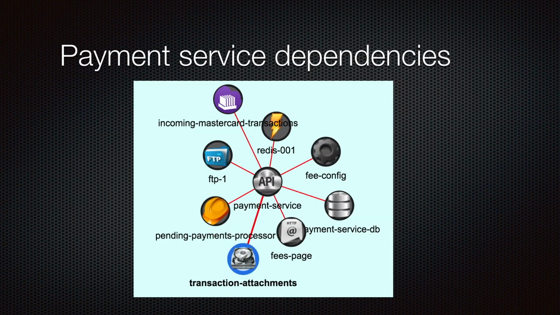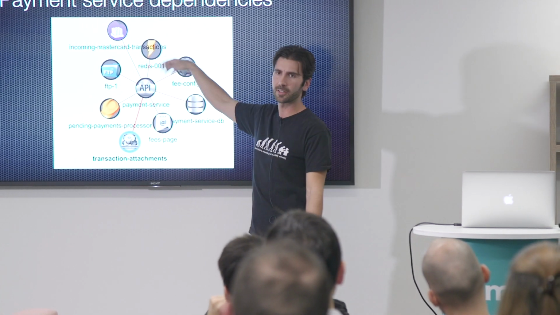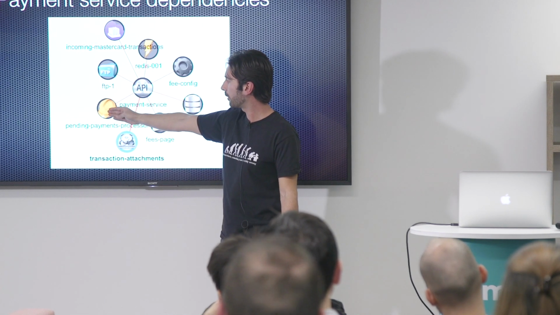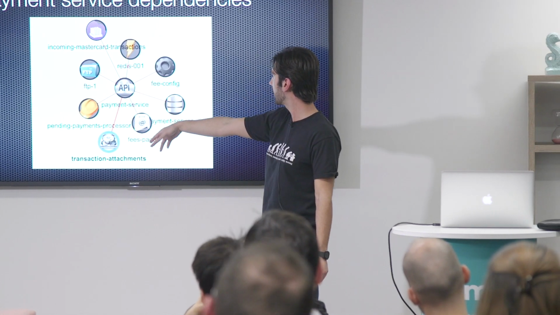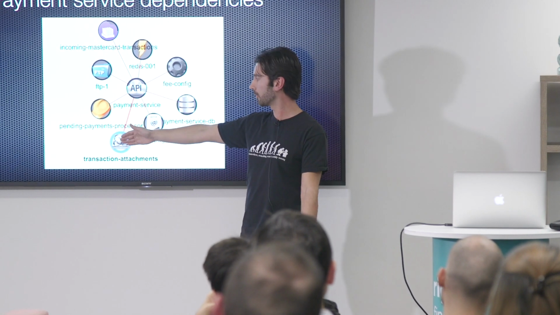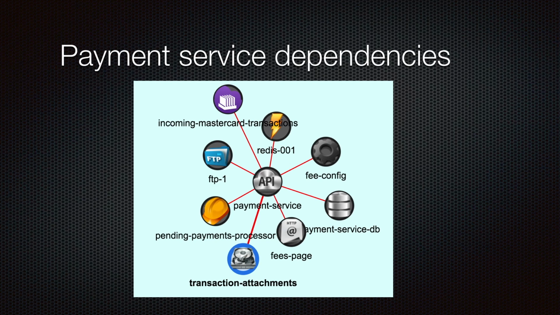Then I figured out, okay, once I collect all these metrics on the Canary endpoint, say we have a queue, that's the incoming MasterCard transactions. It's just an example, that's not how Tide really works. We have a worker that needs to run every 5 minutes for the pending payments. We have some storage where we save attachments when you upload an attachment for your transaction. We have a database and so on.